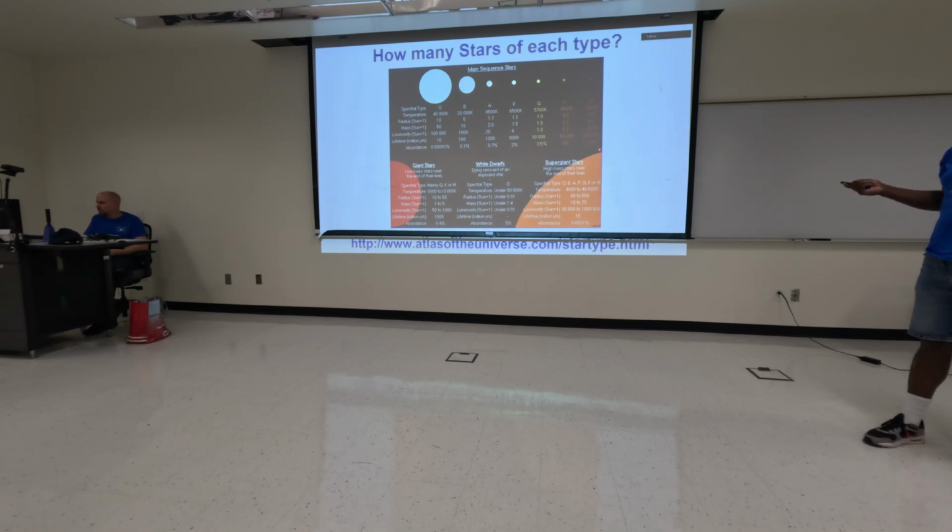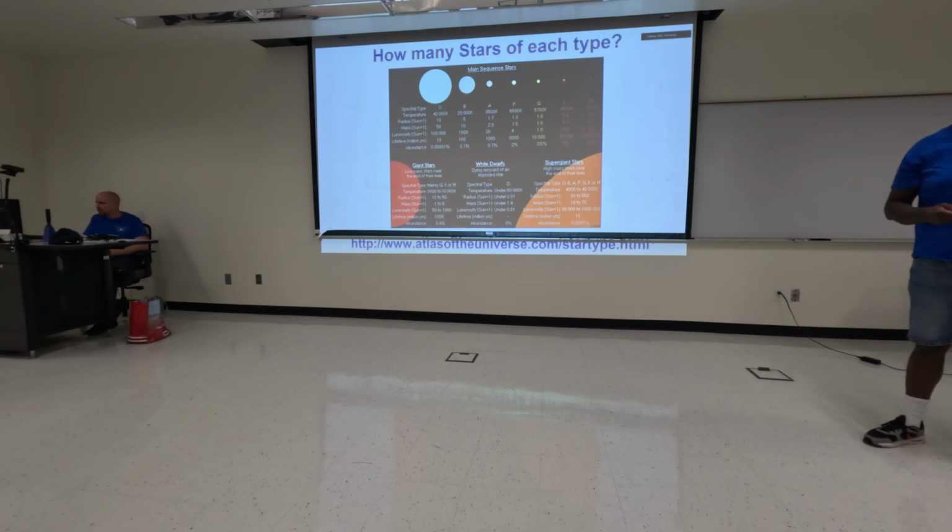Actually, no, let's do this again. 88 plus 5 is 90% of the stars are smaller than the sun, and only about 3% of the stars are bigger. Add all this together.